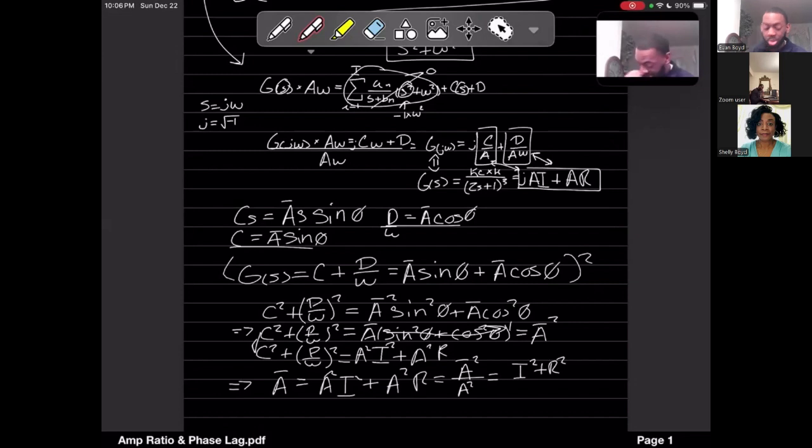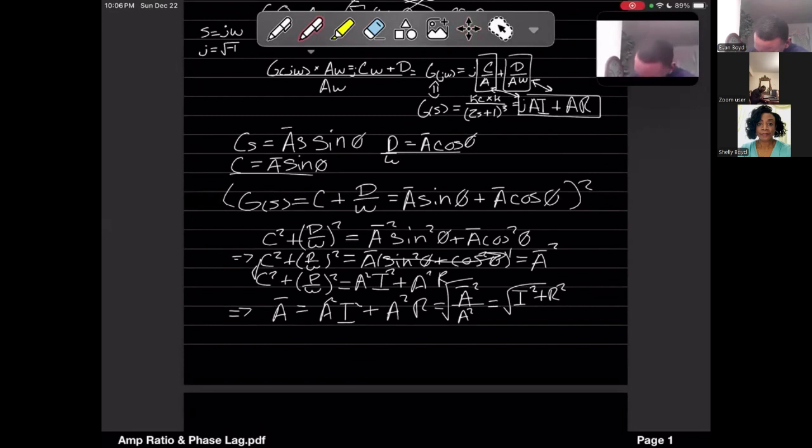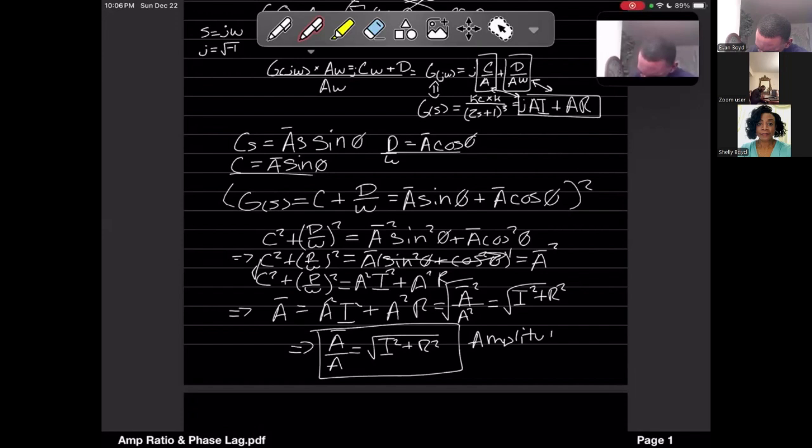And what we want to do is that we don't want the squares for our amplitude ratio. So we just square root this on both sides. Oh, perfect, right at the end of the page. This will give us for our amplitude ratio that A bar divided by A is equal to the square root of our imaginary number squared plus our real number squared. And this is the formula for our amplitude ratio. Okay, so that is our amplitude ratio. This is it right here. The Laplace domain amplitude divided by the amplitude of the transfer function formula is equal to the square root of our imaginary number squared plus our real number squared.